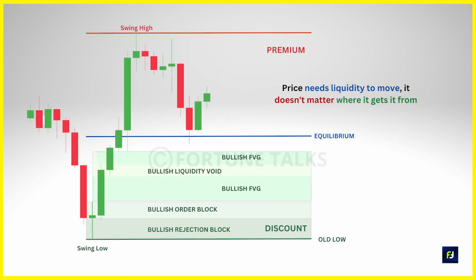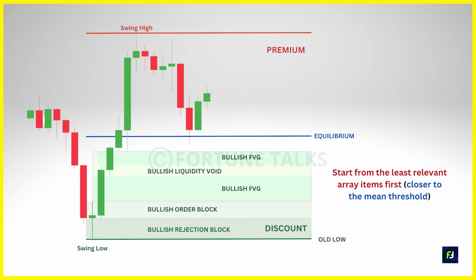But you might already be aware of the fact that price will not pull back all the way down to absorb the liquidity. Price needs liquidity to move. It doesn't matter from where it gets it. This means the probability of price returning back to sweep the old low or the rejection block in a discount zone is much lower. Prices might reverse from an order block or a fair value gap. This is why we should look for the least relevant array items first, which are situated closer to the mean threshold, and then only look for other reference points which are usually formed deep within the discount zone.